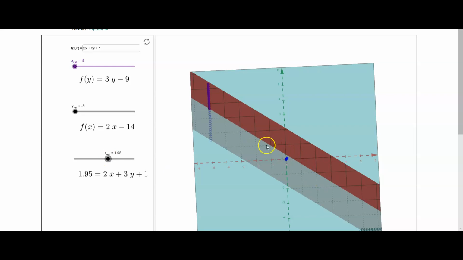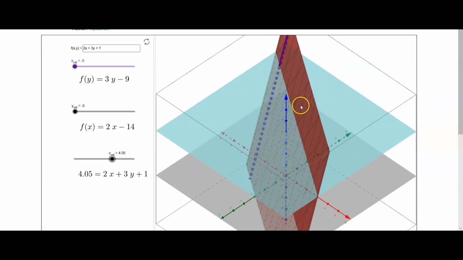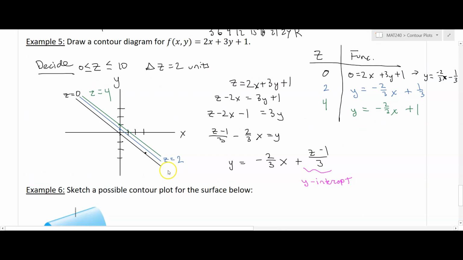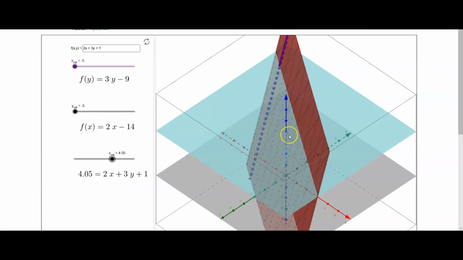When I shift this up to z equals 2, well, close enough, we notice that it was the same graph, but it goes through y equals positive 1/3. And when z was 4, that's where we saw our line go through y equals negative 2/3 x plus 1. So basically, when you're taking contours of a plane, you're generating straight lines. If you have a contour plot with equally spaced straight lines, the reason they have to be equally spaced is because a plane doesn't ever change in slope. A plane has a constant slope all the way across.